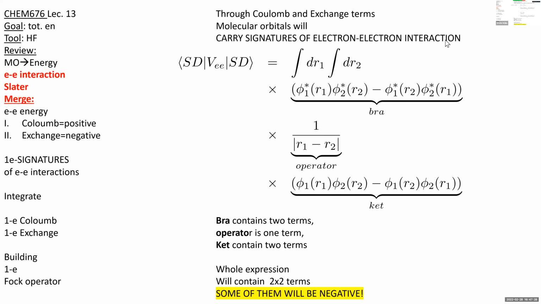So different combinations. And in these 4 terms, signs will be either plus or minus, which means it will be either attraction or repulsion. So it will be dramatically different physical interpretation of these terms. So it will be something really interesting and important. So it's not just mathematical playing. It will be something much, much deeper. So we start from the Slater determinant.